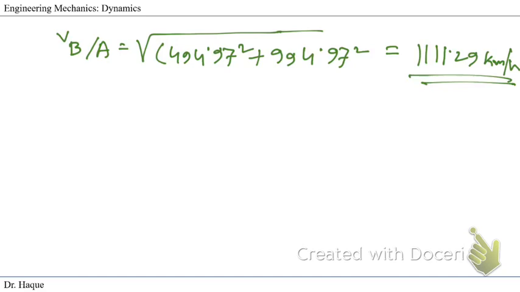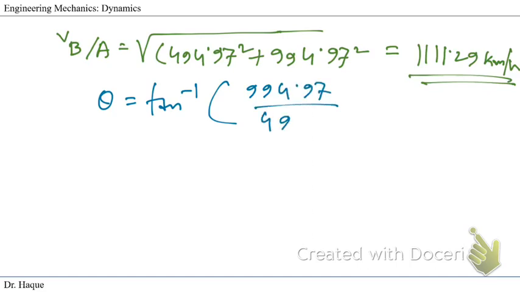And then the direction we can find with tan inverse. So the y component 994.97 over the x component 494.97 will give us 63.55 degrees. So this will be our angle.